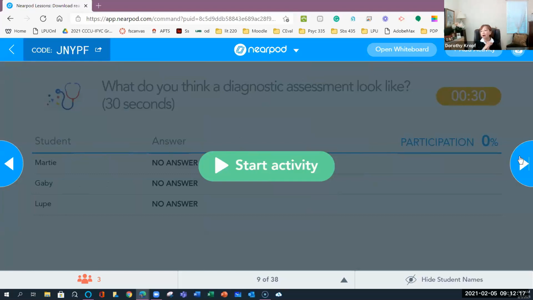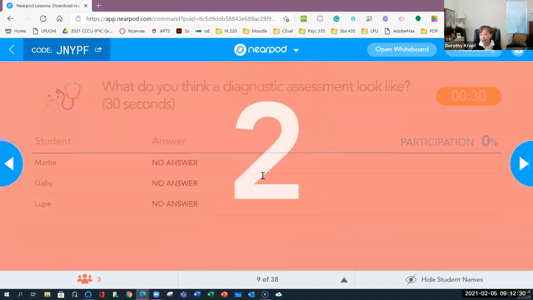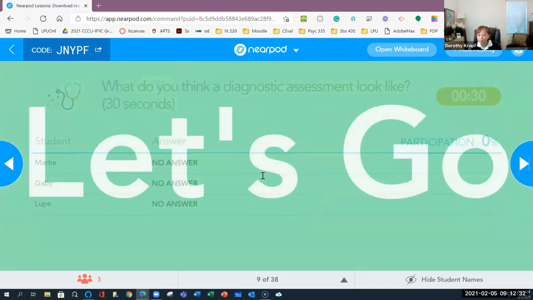Okay, what do you think a diagnostic assessment looks like? Don't worry about complete sentences. Just use the 30 seconds to kind of get where you are as far as diagnostic assessment. I think you guys have an idea anyway.